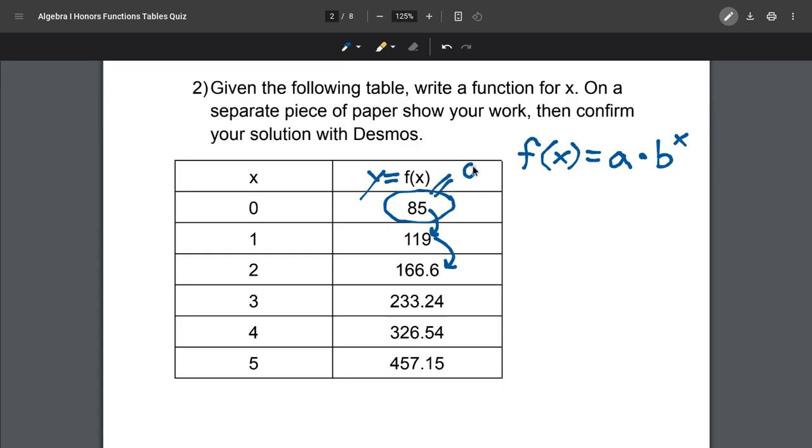So we know a. To figure out b, what we need to do is, these are jumping up by 1 in x, so I can take the 119 here and divide it by 85. Let me take out my handy calculator here. So we do 119 divided by 85. That gives me a b value of 1.4.